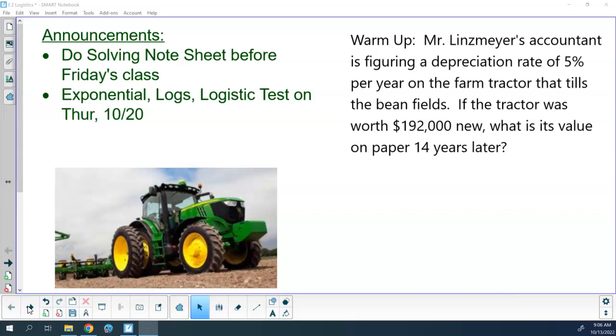First off, yesterday you should have gotten this single-sided note sheet that goes along with the video that we would like you to watch. If you lose it between now and watching the video, both the note sheet and the video are on Canvas for you. It needs to be done before class tomorrow.